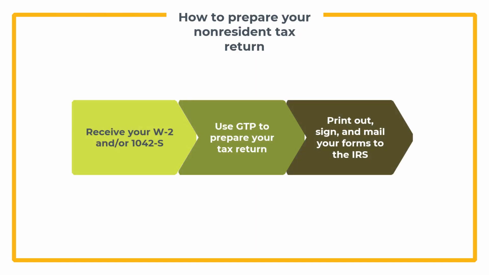To prepare your non-resident tax return, first you will need to receive your 1042-S or your W-2. Next, you can use GTP to prepare your tax return, and then finally print out, sign, and mail your tax forms to the IRS. You cannot submit them electronically.